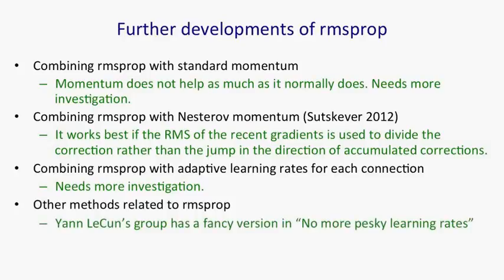And then there's a bunch of other methods related to RMSprop that have a lot in common with it. Yann LeCun's group has an interesting paper called No More Pesky Learning Rates that came out this year, and some of the terms in that look like RMSprop, but it has many other terms. I suspect at present that most of the advantage that comes from this complicated method recommended by Yann LeCun's group comes from the fact that it's similar to RMSprop, but I don't really know that.